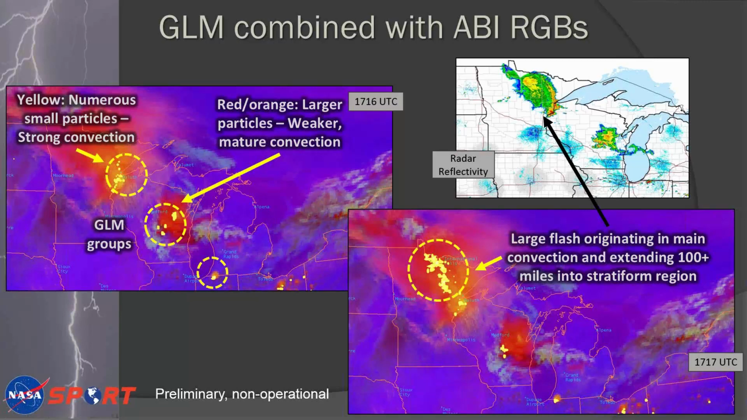So again, demonstrating just how far a lightning flash can extend from the main convective region. We look at an inset of the radar mosaic. We see the main convective line starting around Duluth, extending northward, and then the lightning flash extended kind of to the northwest into that stratiform precipitation.